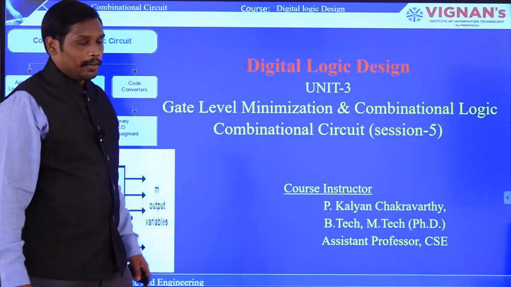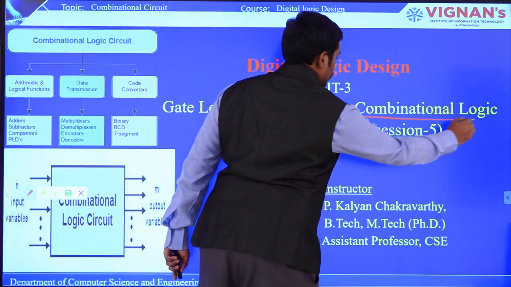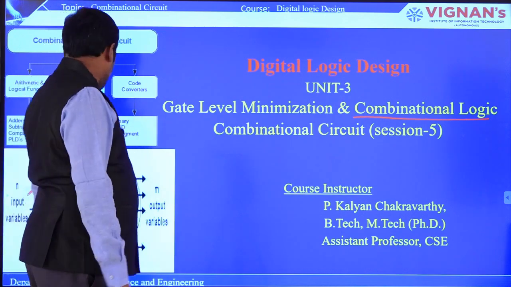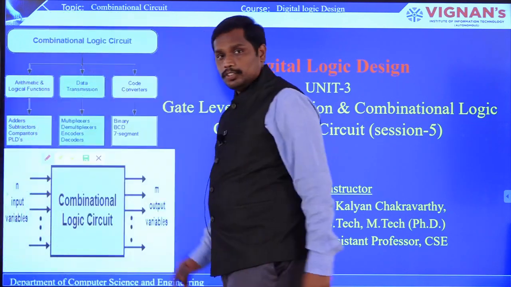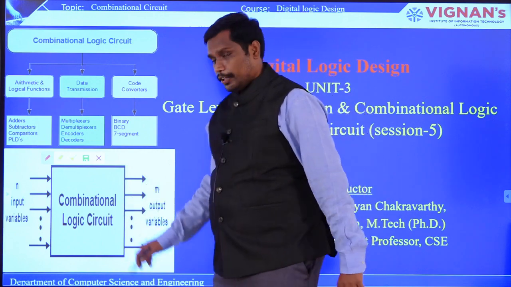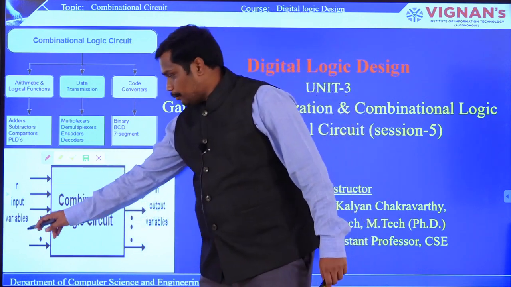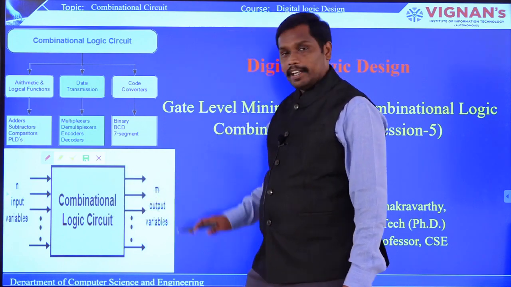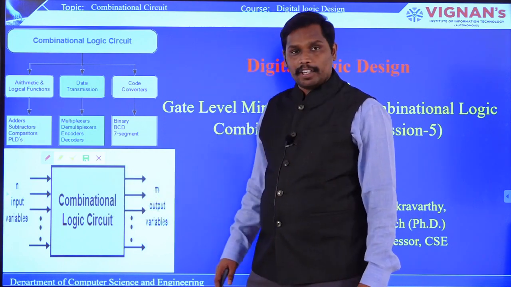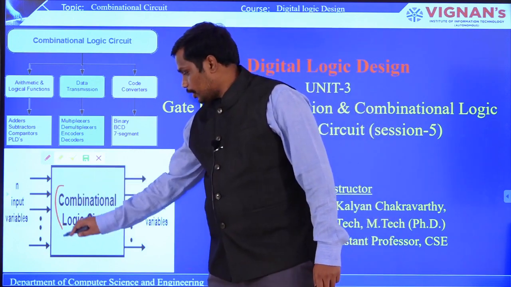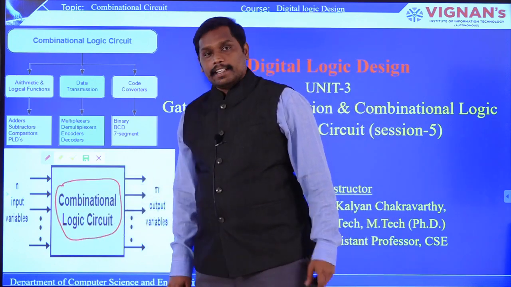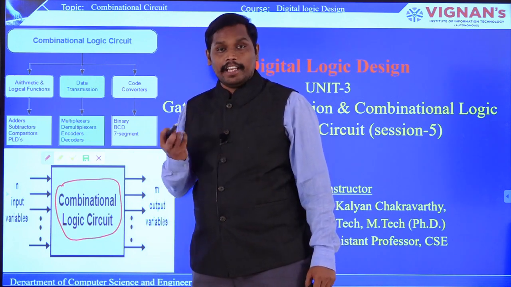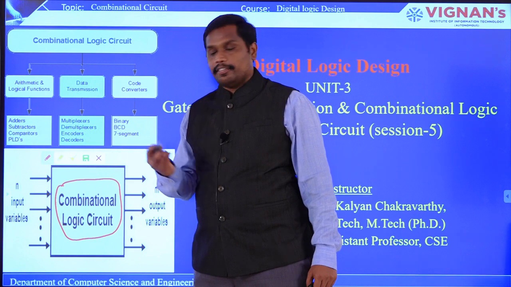session 5. Now we are going to the second part of unit 3, that is combinational logic or combinational circuits, right? So here you can see in this diagram, this is a combinational logic circuit where you can have n number of input variables, and that is given to a combinational logic circuit, and that will provide m number of output variables. This particular combinational logic circuit, which we call the gates that are there in that particular logic circuit, doesn't have any feedback or any memory to store some kind of data in it.